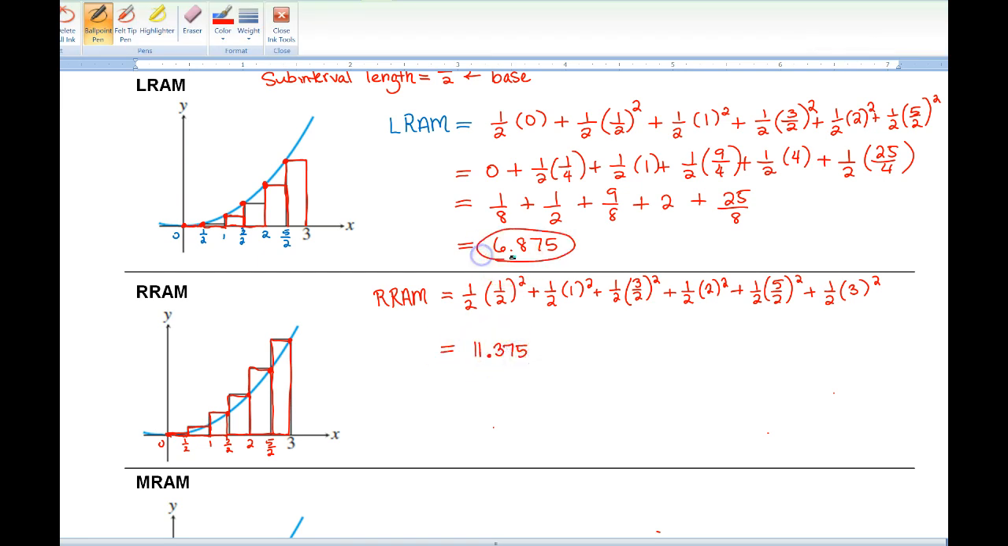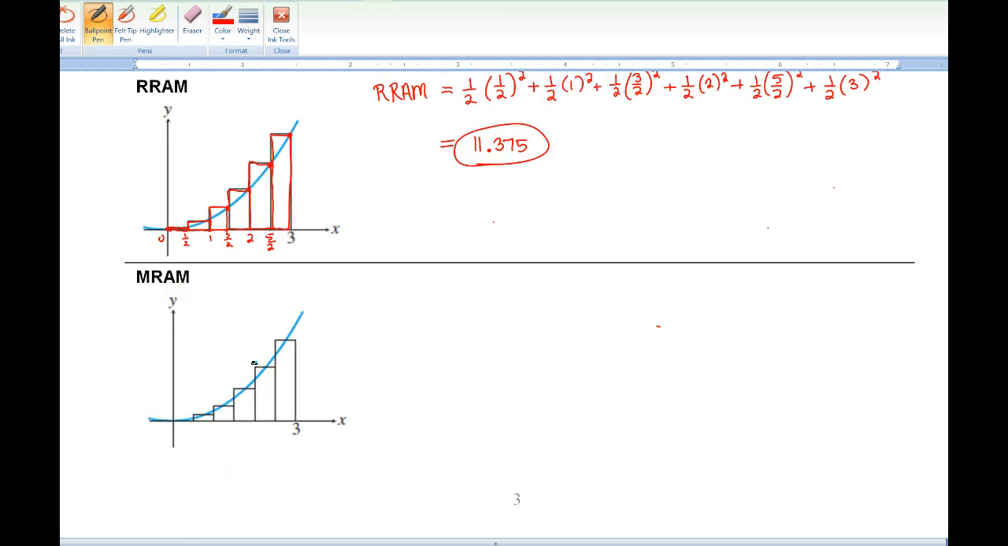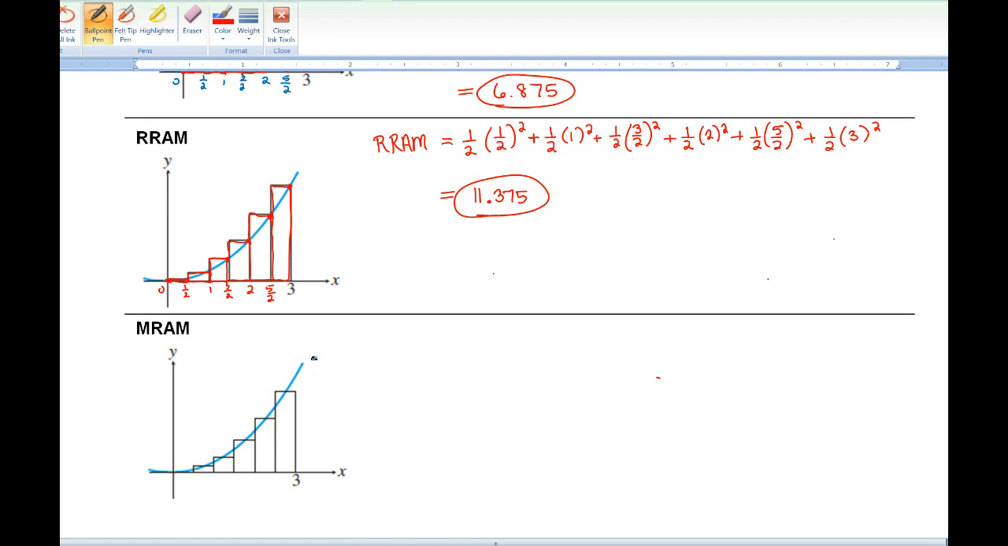Now, when you're looking at these numbers, 6.875, notice there was all this empty space in between the rectangles and the graph. So this was an under approximation for the area under the curve. Whereas with RRAM, all the rectangles went above, and so the rectangles take up too much space. So you can kind of guess that midpoint is going to give us a more exact solution here, because you'll see some of the rectangles, some of their parts go above, some go below.